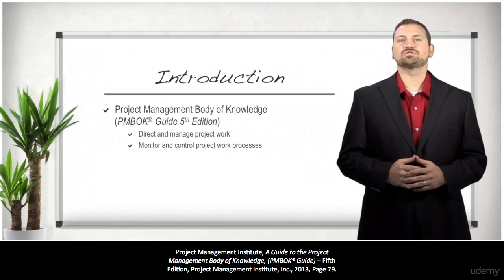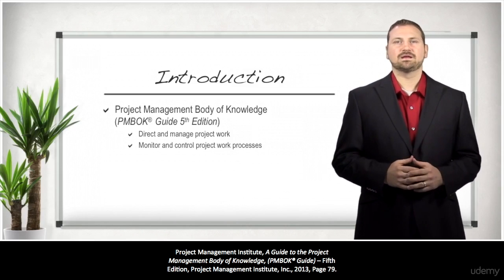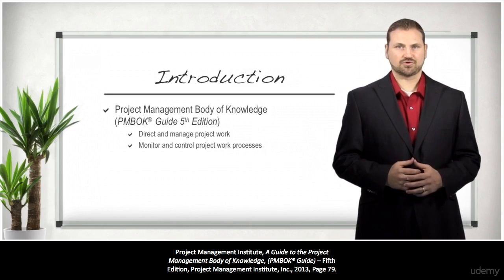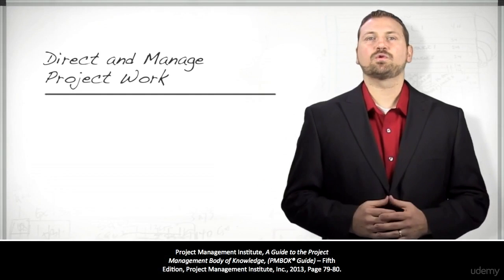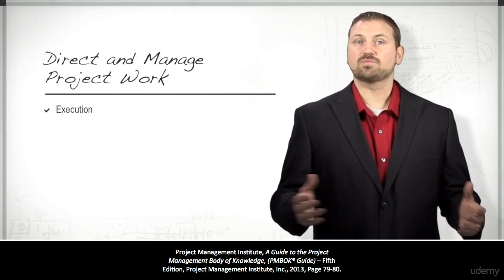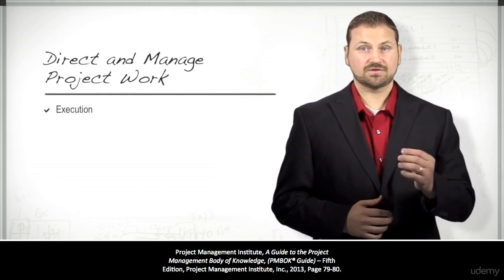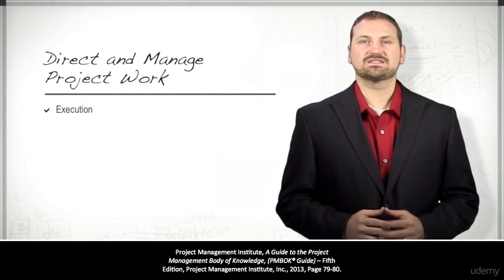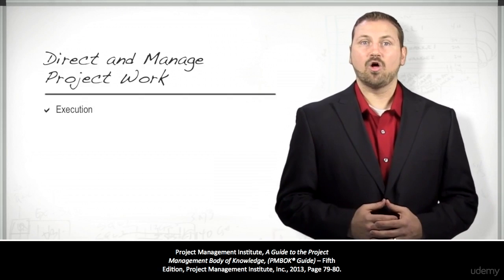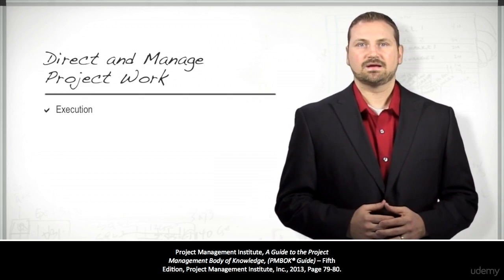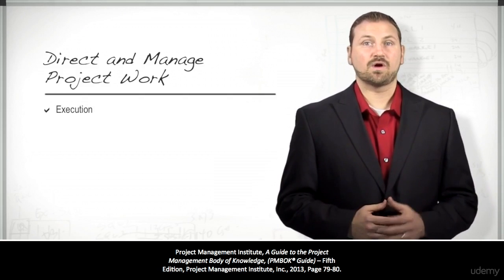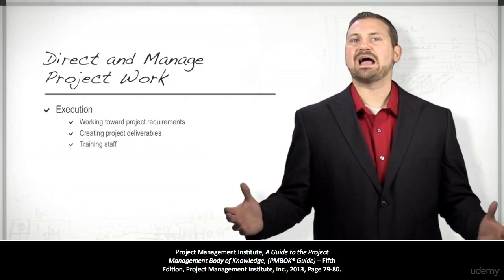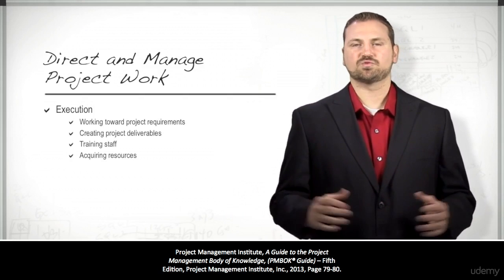At the conclusion of this course, you'll more fully understand the intricacies of leading a project team through project activity execution, monitoring, and control. The first part of this course focuses on project execution, which is part of the direct and manage project work, which is part of the executing process group. Now, this group comprises the processes involved in the execution of all work activities that advance the project. The kind of activities undertaken in this part of the process include working toward project requirements, creating project deliverables, training staff, acquiring resources, and much, much more.